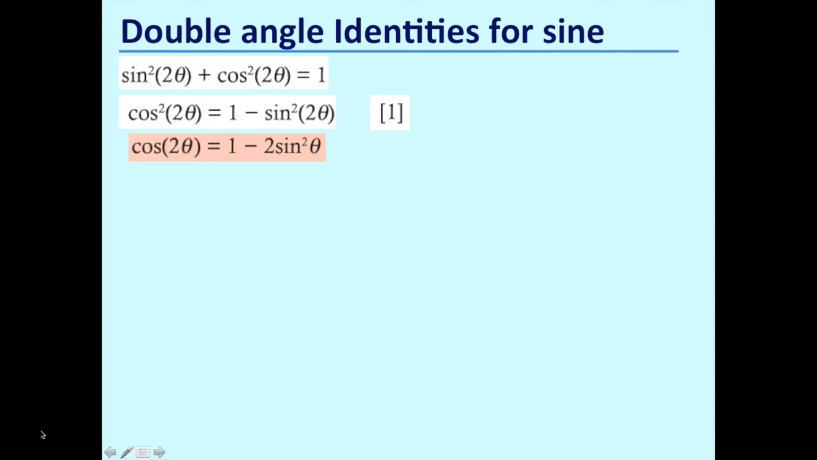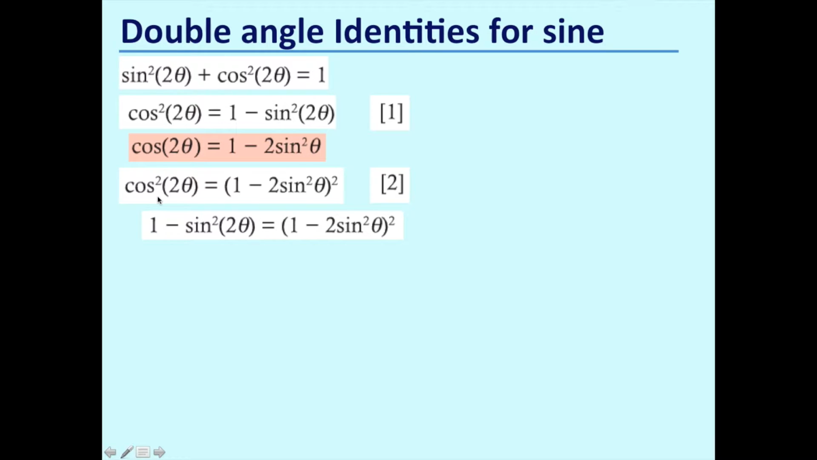From the previous session on the double angle identities for cosine, this is one of the identities that we looked at. Suppose then we square this. So if we square both sides, we end up with cos squared 2 theta equals (1 minus 2 sine squared theta) all squared. So we've now got two equations, equation 1 equal to cos squared 2 theta, and equation 2 also equal to cos squared 2 theta. So what we can do is set them equal to each other here.